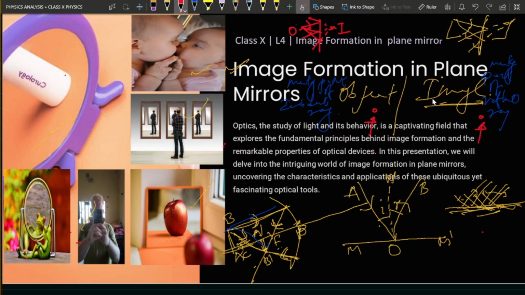Okay, so the main thing is image means the intersecting point of reflected rays, and object means the intersecting point of incident rays.